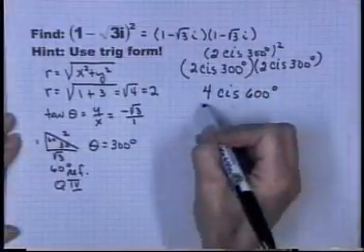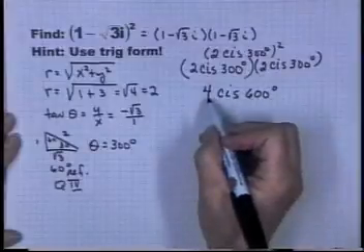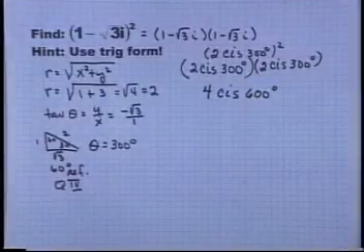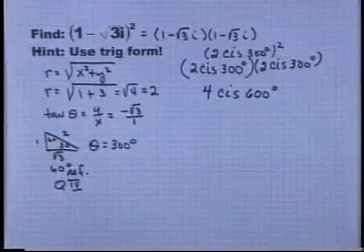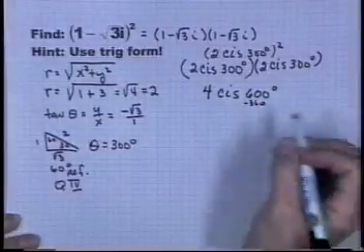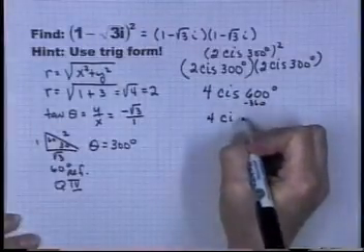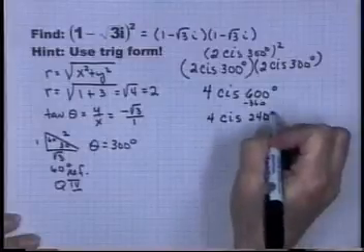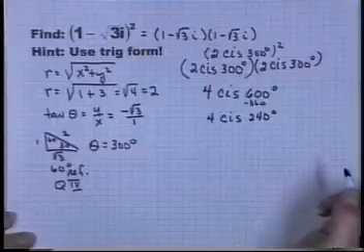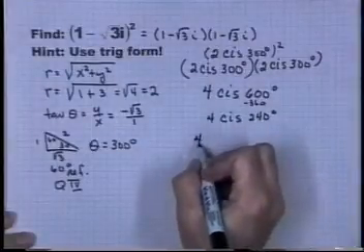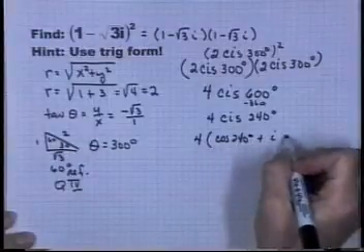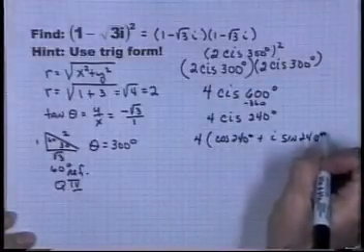Alright? Now, of course, we learned in previous form that if we have an angle that has revolutions, we take those revolutions out. So out of that 600 degrees, if we subtract 360 to get our revolution out of there, this will reduce down to 4 cis 240 degrees. And then we can convert this back to standard form if we would like. So if I do the cosine of 240 plus i times the sine of 240.